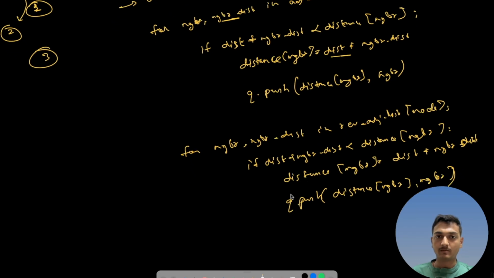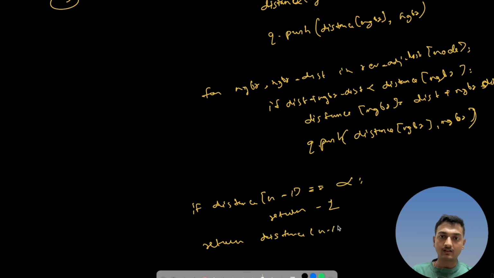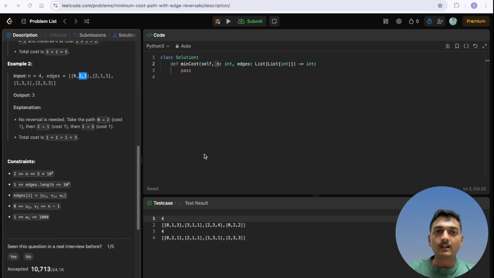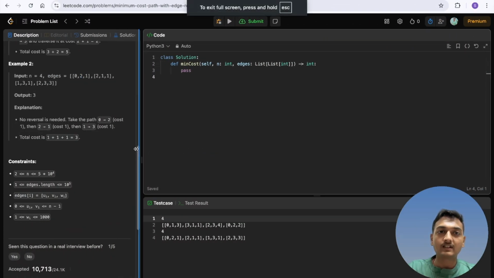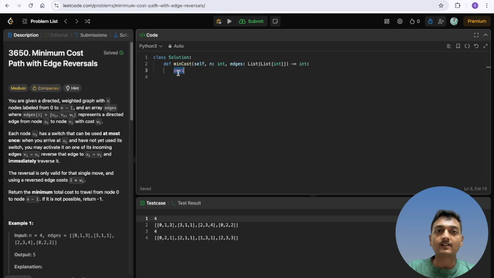Superb. And last, we can check if distance of n minus 1 is equal to infinite. If that is the case, then I can return -1. Otherwise, I can return whatever distance is present in that node. I hope you got the logic, the intuition, and the approach for how we will be solving this problem. I think the intuition is not very tough. In fact, this is easier than the second problem if you know the Dijkstra algorithm very well.